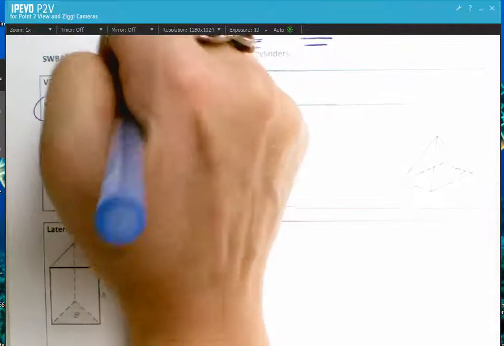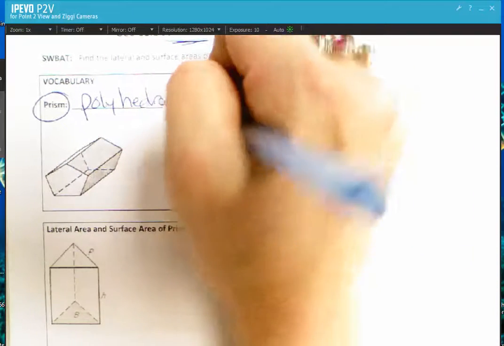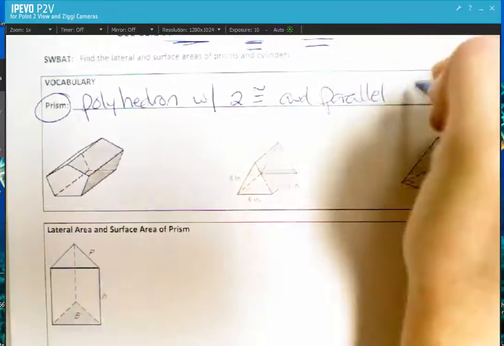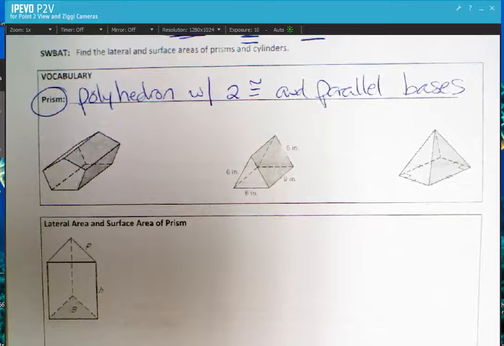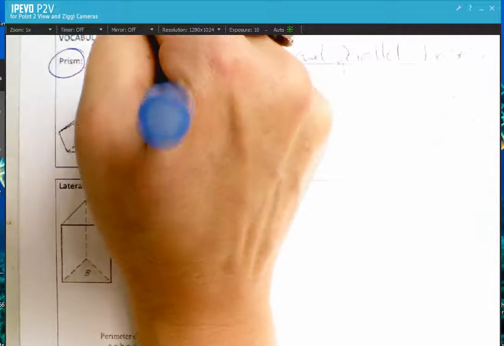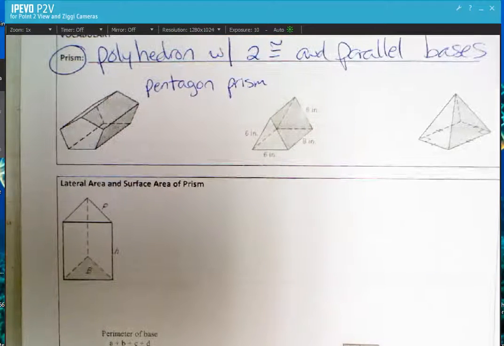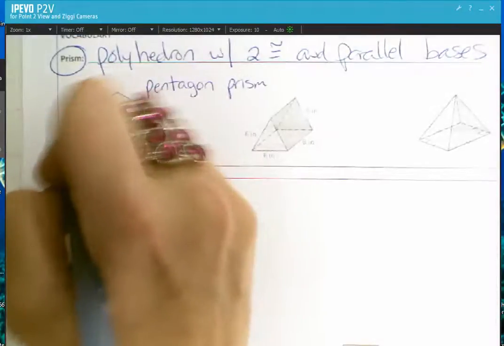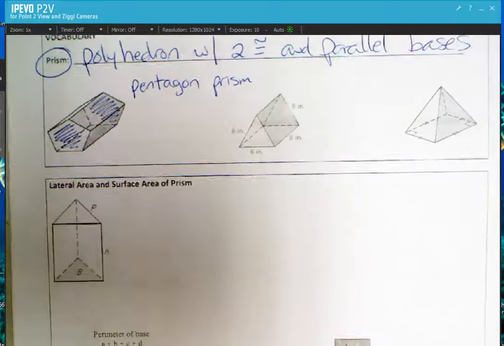It is a polyhedron, a multiple-sided three-dimensional figure with two congruent and parallel bases. Remember, bases doesn't mean they're sitting on the bottom. Bases in this 1, 2, 3, 4, 5 pentagonal prism are the two faces of the polyhedron that are parallel and congruent. So this pentagon and the back pentagon are congruent and parallel, so they are the bases.